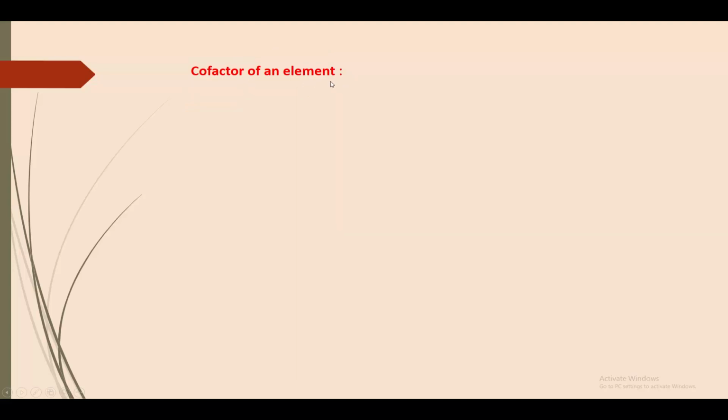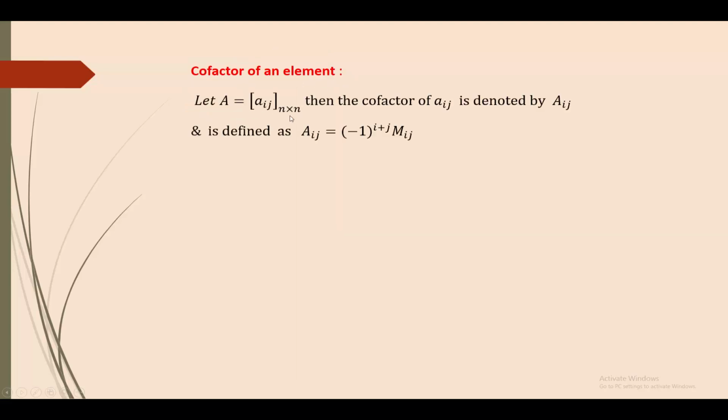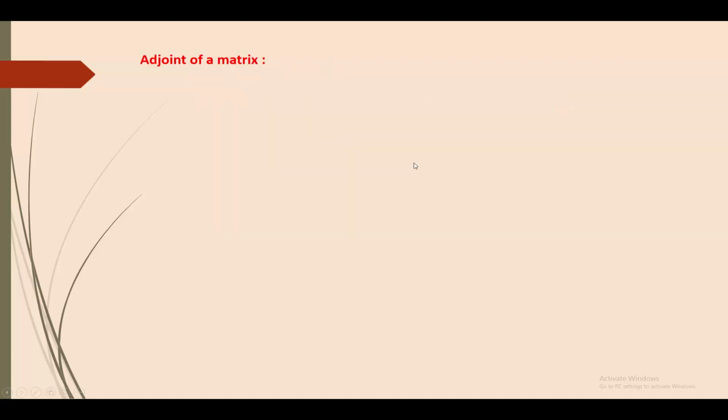Cofactor of an element. Let A equal to [Aij] n by n, which means a square matrix. Then the cofactor of element Aij is denoted by capital Aij and is defined as capital Aij equal to minus 1 raised to i plus j into Mij. Minus 1 raised to i plus j into Mij is called the cofactor.